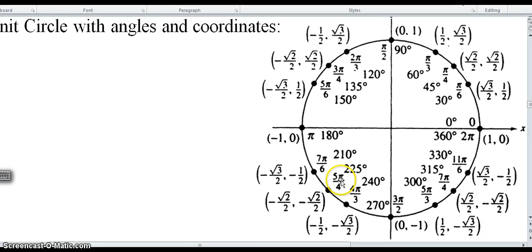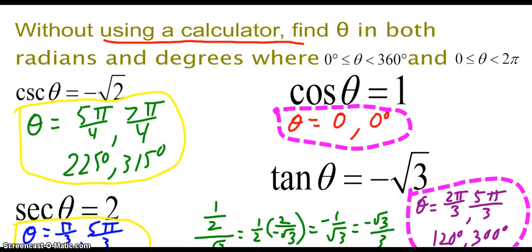So I see that at 5 pi fourths, the y value is negative root 2 over 2. The reciprocal of that is negative root 2. If you don't believe me, you can prove it to yourself. But because I'm told to do this without a calculator, I know it has to be something I can look up. Also, I know that 1 over root 2 is root 2 over 2 once it's rationalized. And that's what I have here. So I see negative root 2 over 2 at 5 pi fourths and 225 degrees, and at 7 pi fourths and 315 degrees.